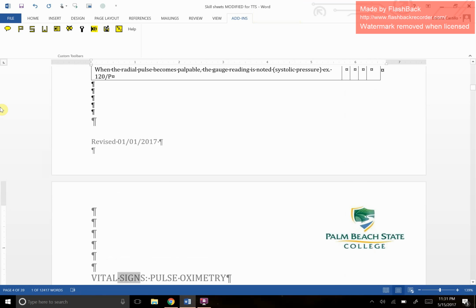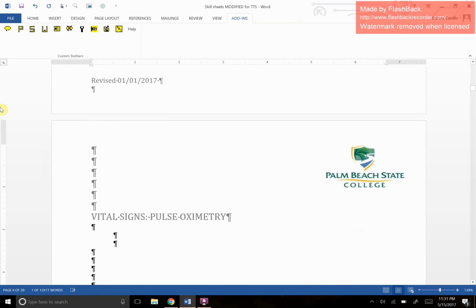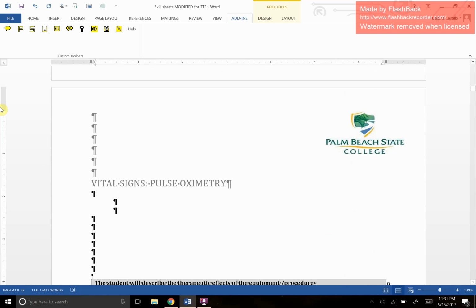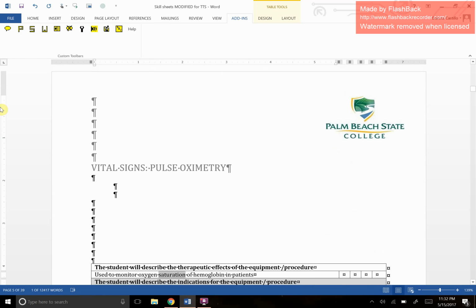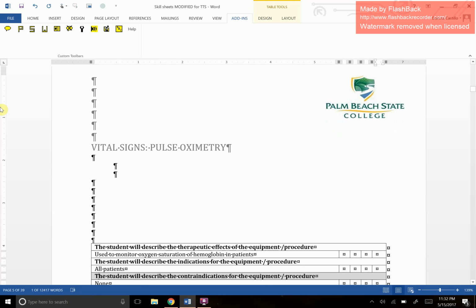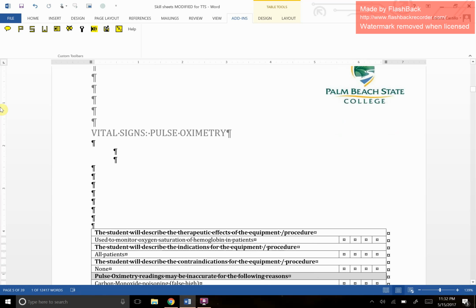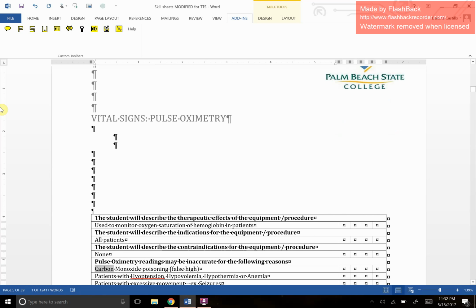Vital signs, pulse oximetry. The student will describe the therapeutic effects of the equipment/procedure. Used to monitor oxygen saturation of hemoglobin in patients. The student will describe the indications for the equipment/procedure. All patients. The student will describe the contraindications for the equipment/procedure. None. Pulse oximetry readings may be inaccurate for the following reasons: carbon monoxide poisoning, false high.